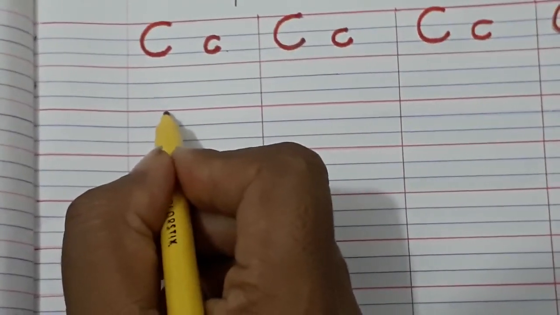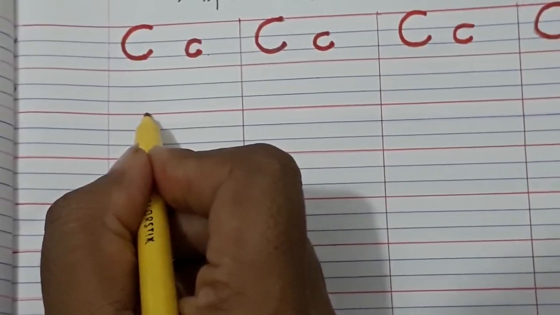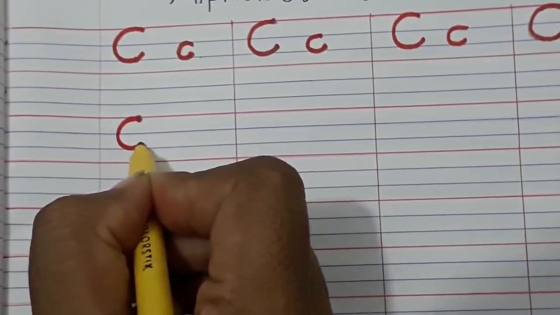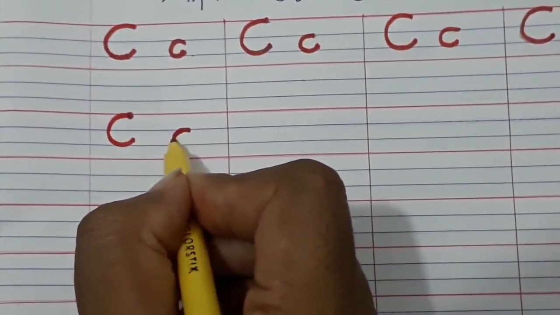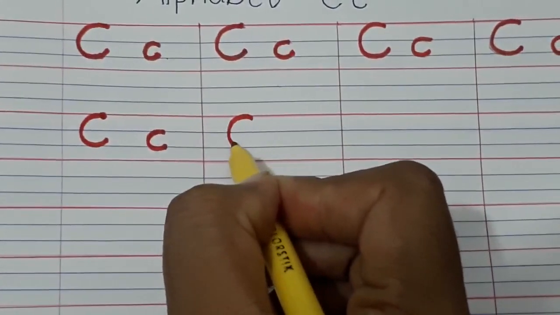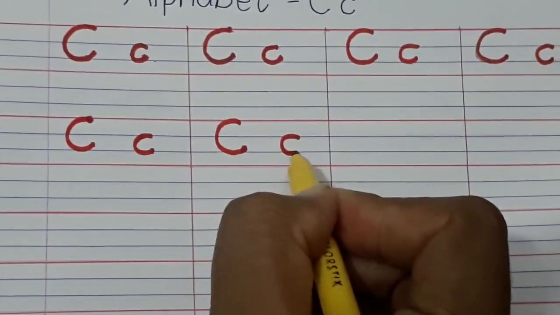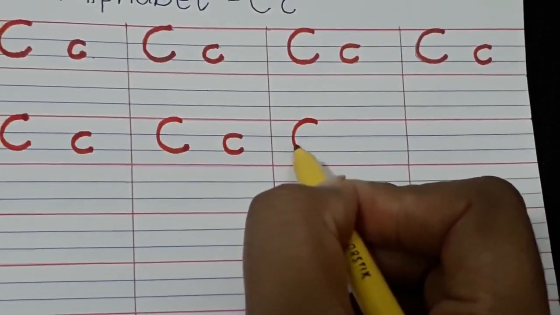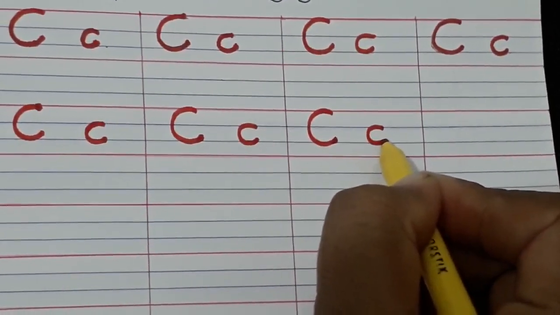Now, I will write capital C. Put your pencil point on the red line and make a curve, go down, touch the blue line and a little bit up. Capital C and from blue line to blue line, small c. Again, red line to blue line, capital C and blue line to blue line, small c.